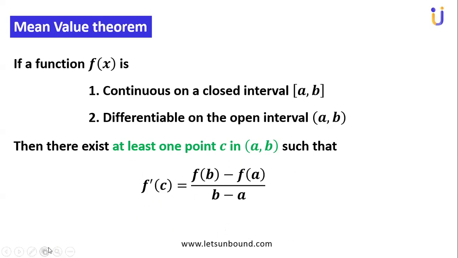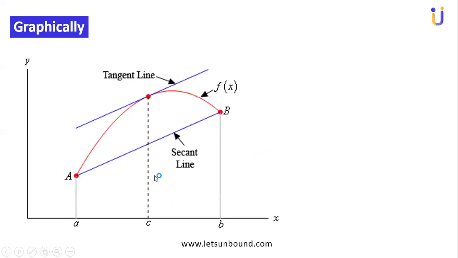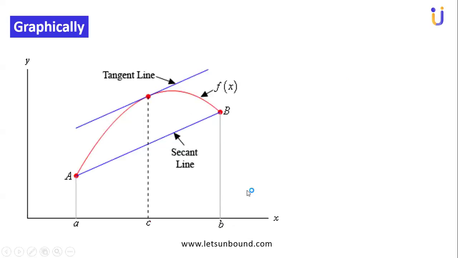So what this final output actually is, this is nothing but instantaneous change. This is your instantaneous change and this is the average rate of change. So if your function satisfies these conditions, there exists at least one point. The mean value theorem guarantees you at least one point c such that the instantaneous rate will be equal to the average rate. Let's see how this looks in graphical form.